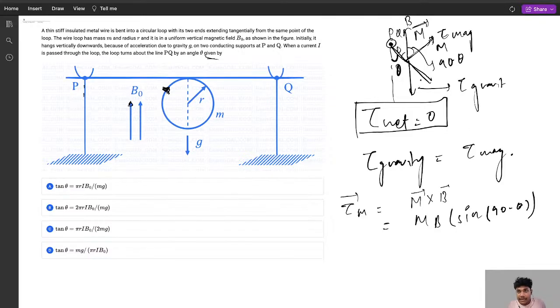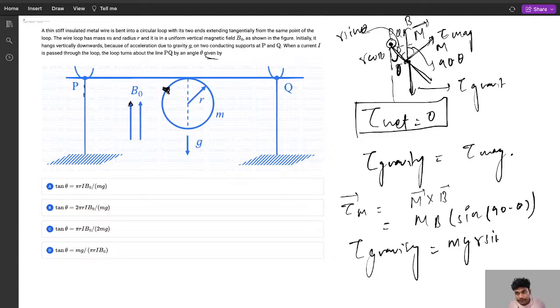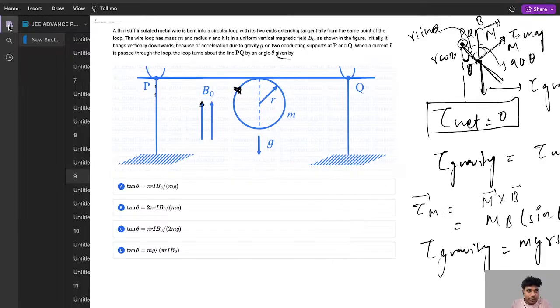And the torque due to gravity is equal to mass times g times the perpendicular distance. If we see this distance, this is r cos theta, and this perpendicular distance is r sin theta. That is mg r sin theta. Do you understand this, please? We have written the torque due to both.